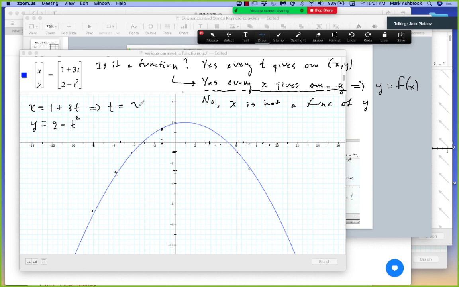X minus 1 over 3. X minus 1 all over 3, right? If we solve that for t, we'd subtract 1 and then divide by 3. And then what can we do? Input that in the y equation. Yeah, so then we can take the t and put it here.